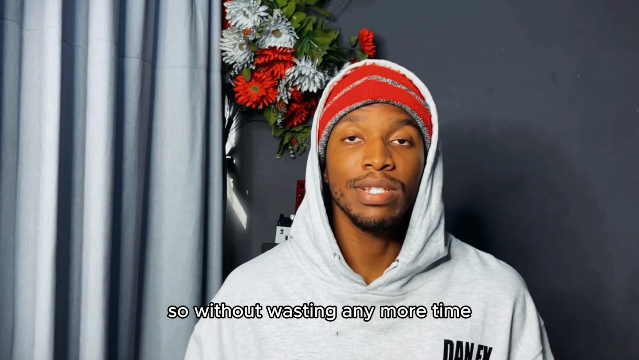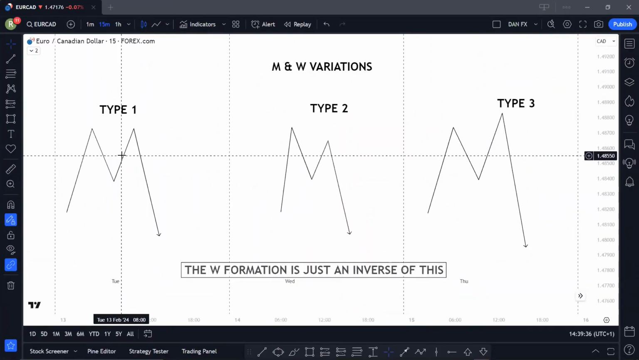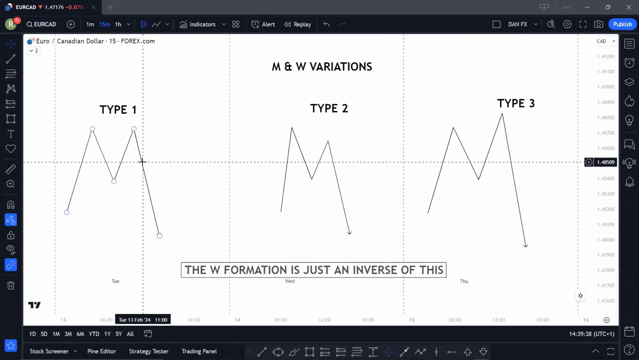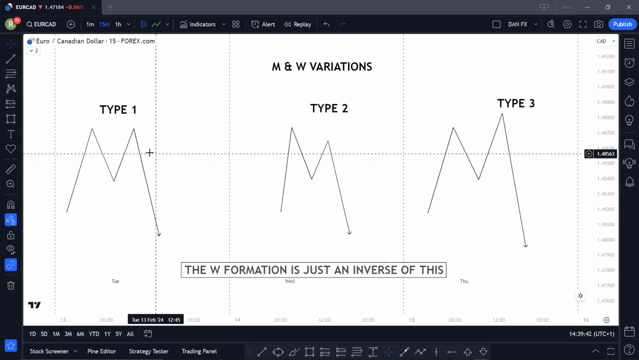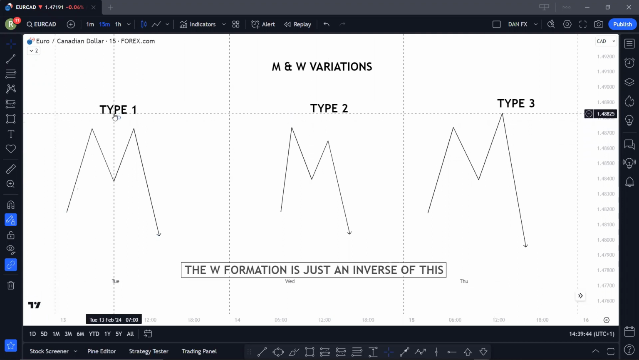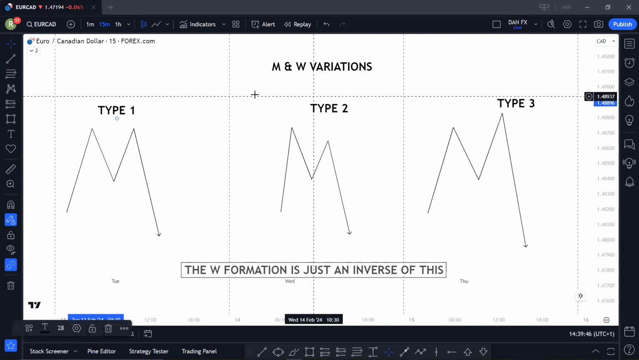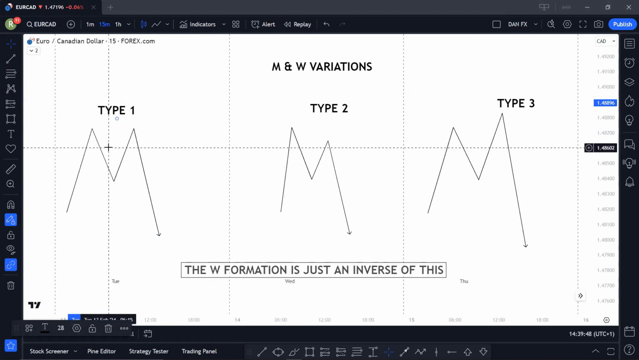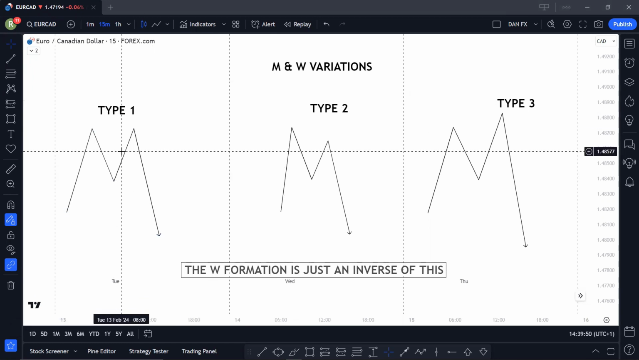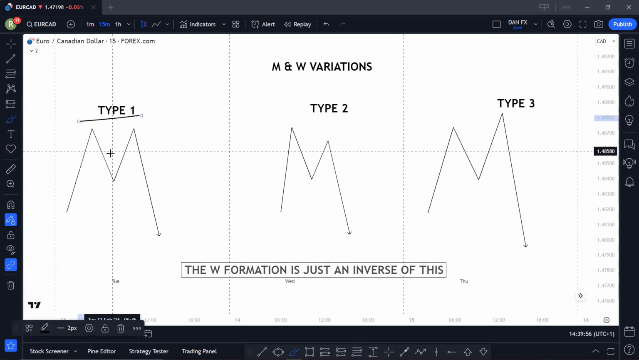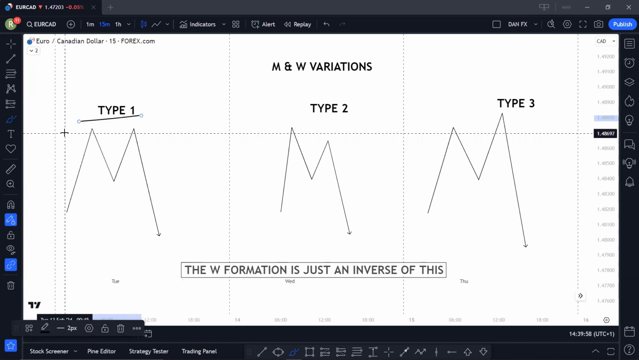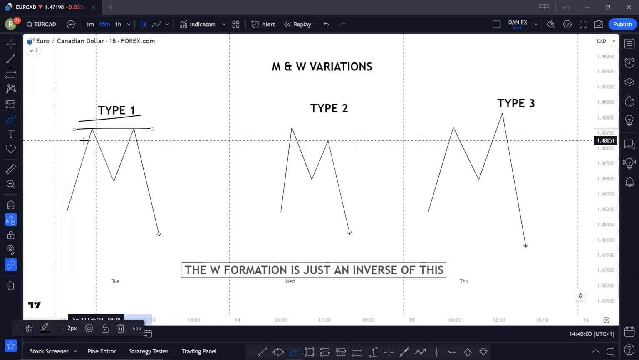So without wasting any more time, let's get into the charts. Before we move on, the first thing you need to know is there are 3 main types of M and W formations. So we have the standard formation, which is a type 1 formation here, while the rest are just variations of this same pattern, the M formation, W formation, double top, double bottom, whatever you want to call them. So we have type 1, which is the normal M formation where you have equal highs.